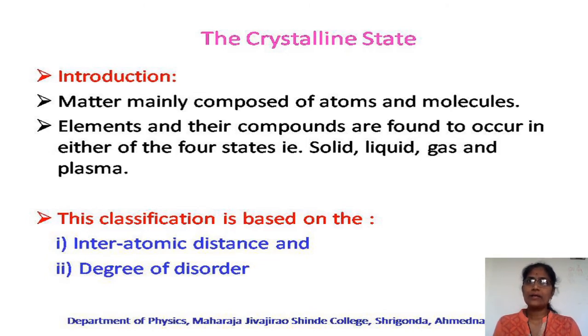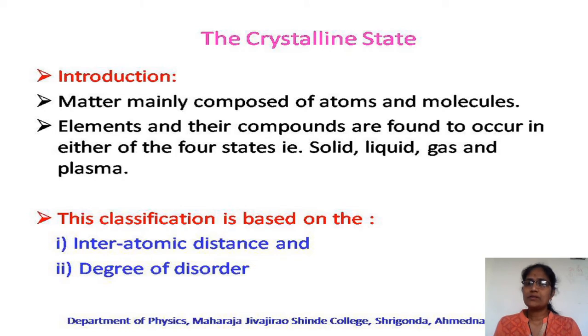And we know that each and everything in the universe is made up of such type of atoms or molecules. It means it represents matter. There are four different types of matter, and these are solid, liquid, gas and plasma. All these four types are based on two things, that is interatomic distance and degree of disorder. Let's know what is meant by interatomic distance and degree of disorder.